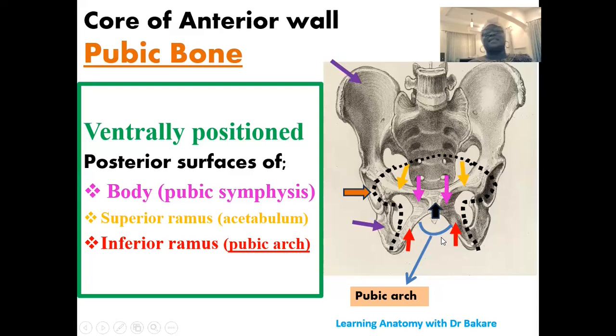So you see that the different regions of the pubic bone are contributing to the formation of the anterior wall of the pelvic cavity. And this forms the bulk of the structural component of structures that are seen in the anterior part of the pelvic cavity.